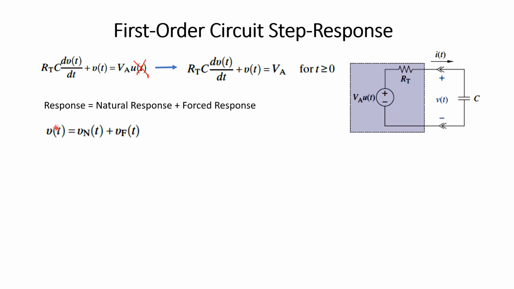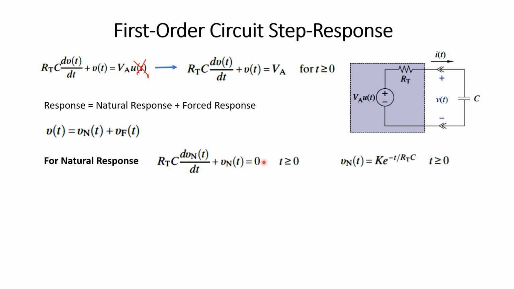Symbolically, we use the response V(t), natural response, and forced response. For natural response, we equate the right hand side to 0, and we have derived this before. Now we will not find K by applying initial conditions at this stage. We will leave it here, and let us see how we proceed further.